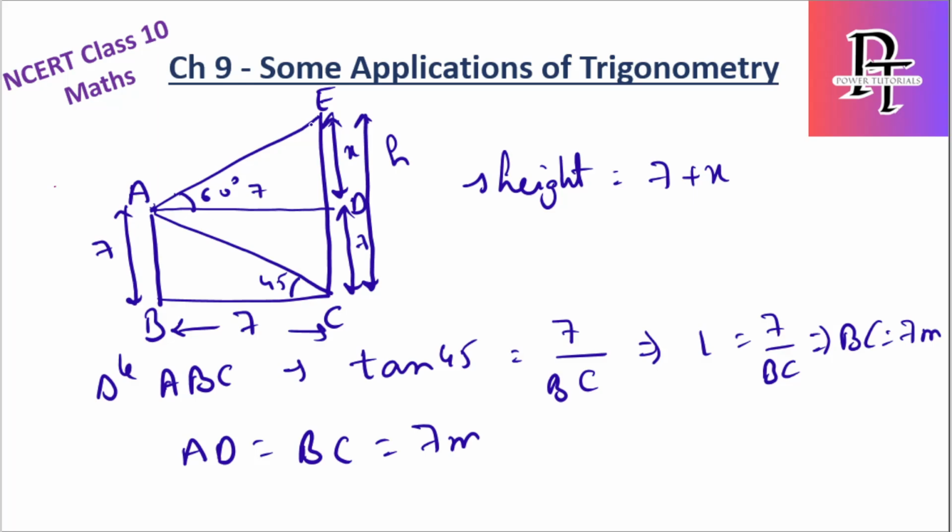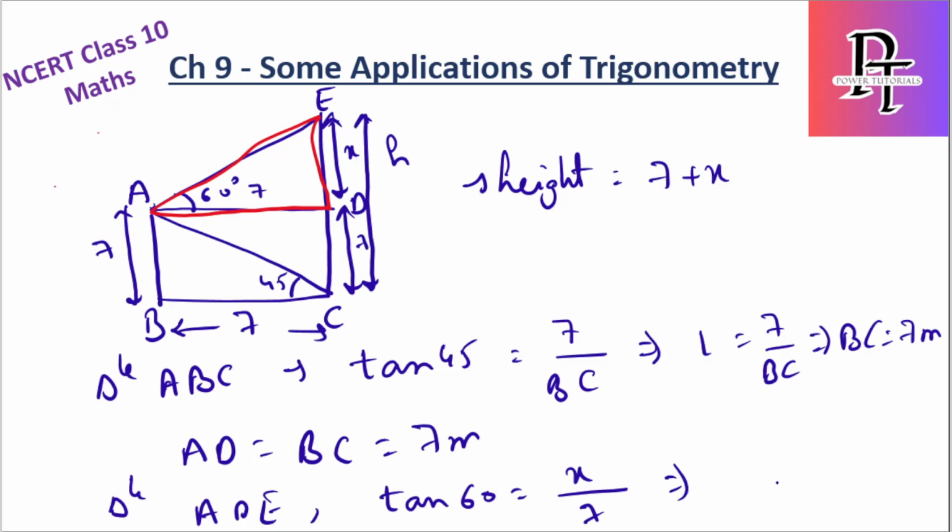Now take the top triangle, which is this one, the red one. If I take this triangle ADE, here if I use tan theta, it is tan 60. The opposite side is only x here, so x by the adjacent side, which is 7. So what is tan 60? Tan 60 is root 3. Root 3 is equal to x by 7. So x is equal to 7 root 3 meters.